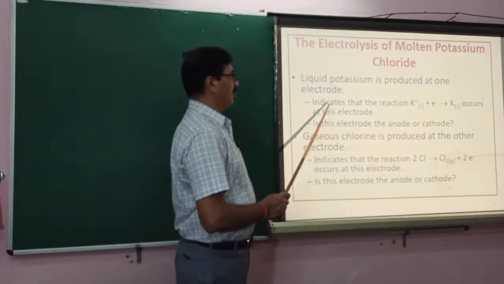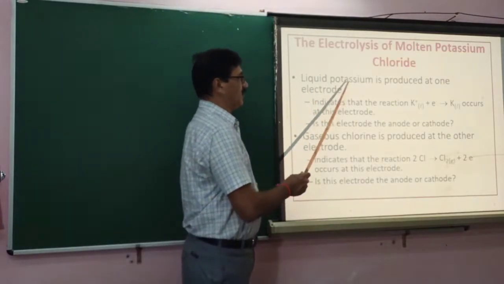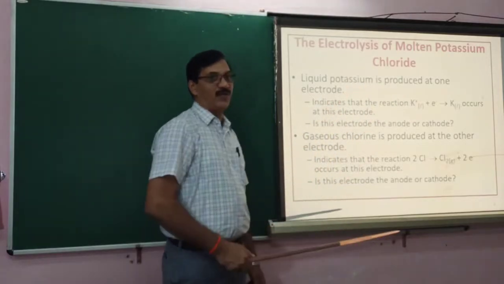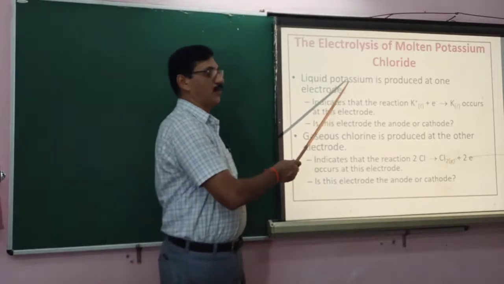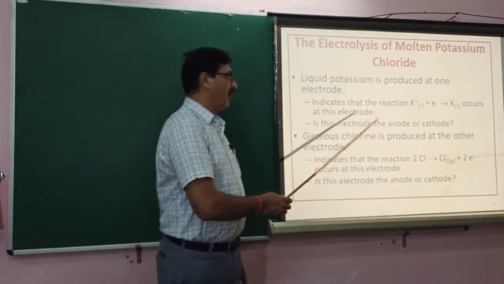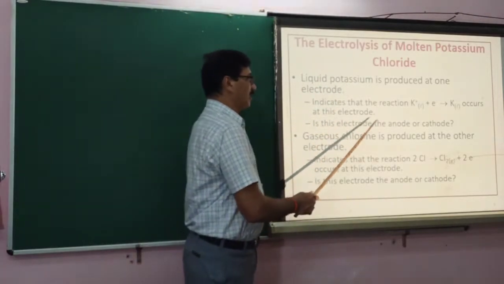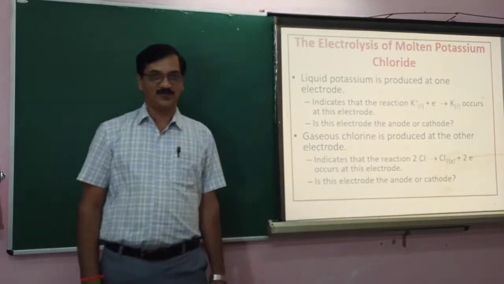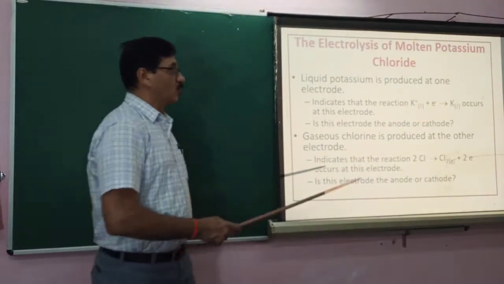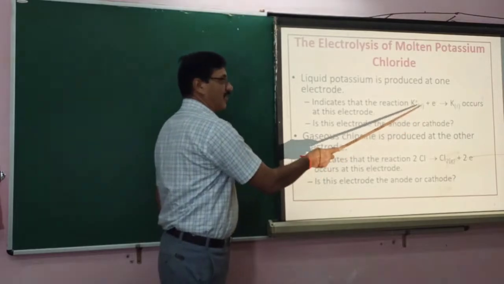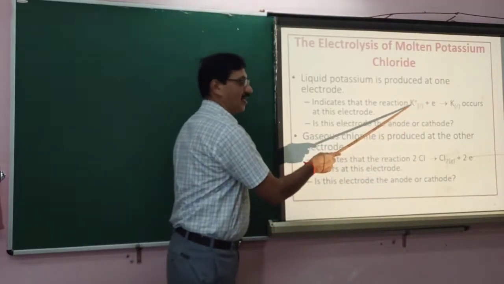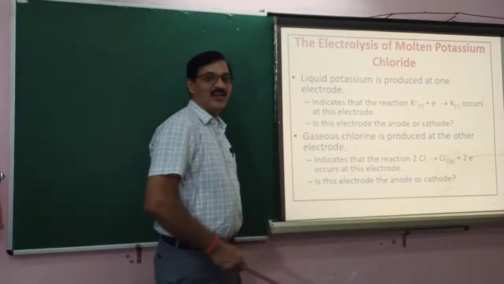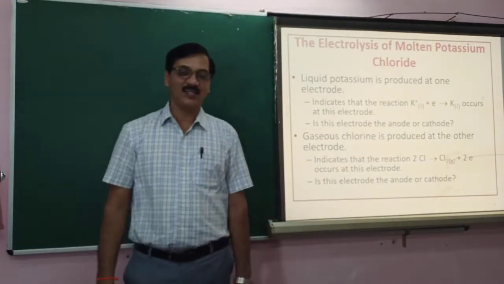What actually happened is that liquid potassium is produced at one electrode. Liquid potassium. The temperature is high, therefore potassium will be in the liquid form. Is the electrode the anode or the cathode? The question to analyze. By looking at the reaction, can you say whether it is the cathode or anode? Definitely, because the electron is gained here, this is the reduction. Reduction occurs at the cathode.